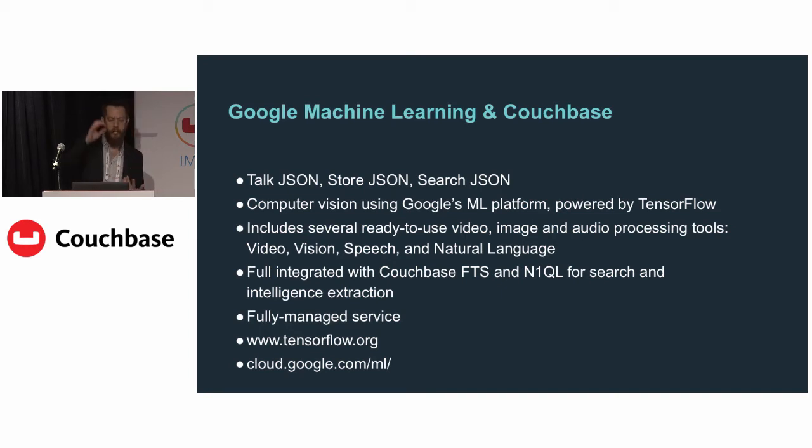There are several ready-to-use tools you can use with this. Video, which was just announced, is, I think, still alpha. Not quite beta yet. Vision, which is GA. Speech just went GA, and natural language, I think it's going GA soon. All of these things allow you to do a lot of manipulation and extract a lot of really interesting data about some of the objects you might have.